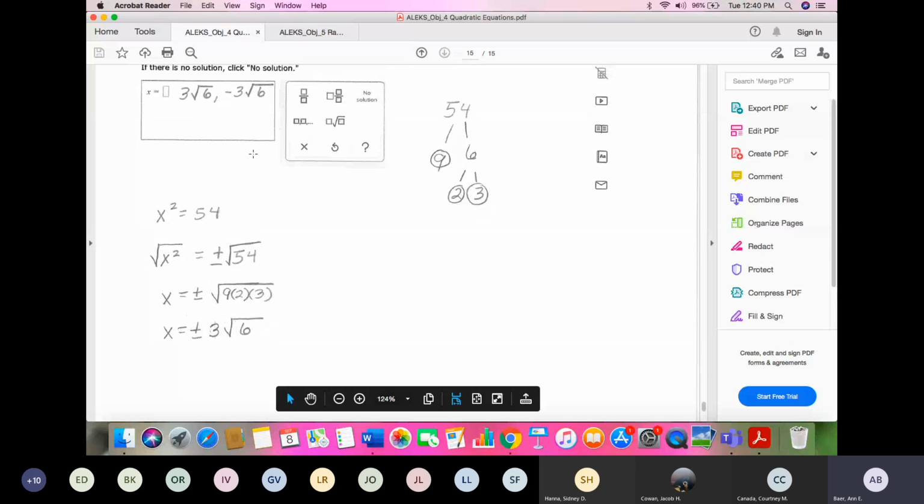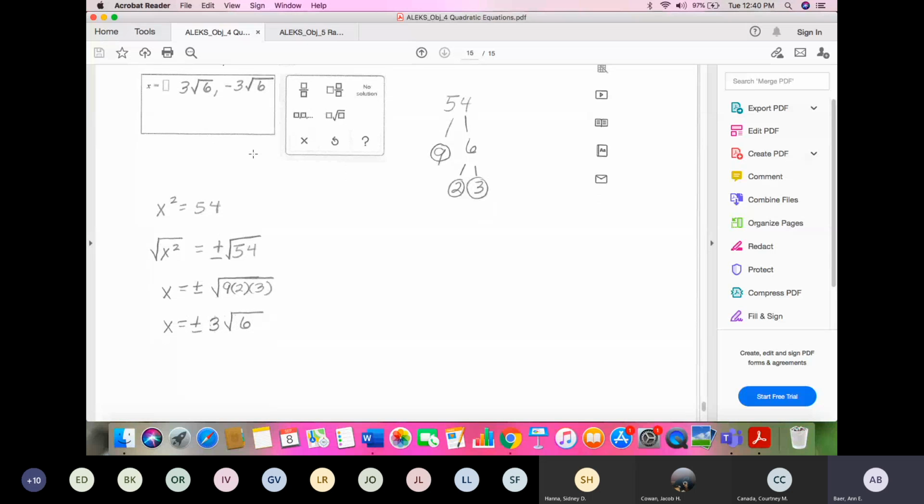So anybody have any questions on this particular question? This is the last question in the objective on quadratic equations, which is due this Thursday. Anybody have any questions on the questions that we looked at today in this particular objective? So let's start the next objective.